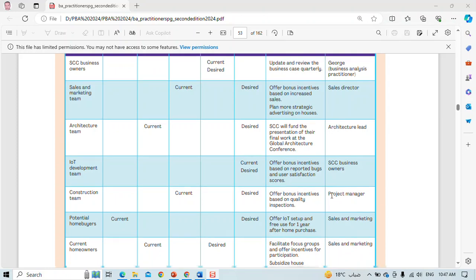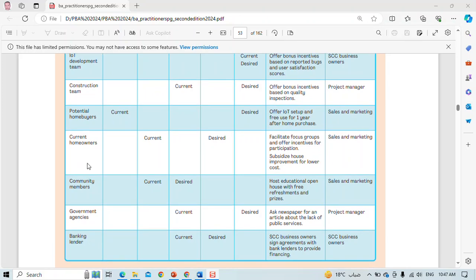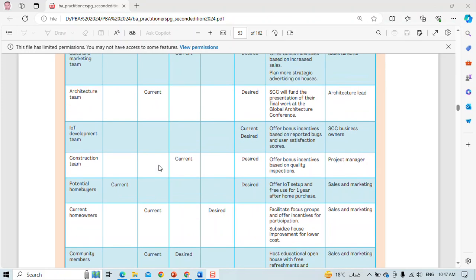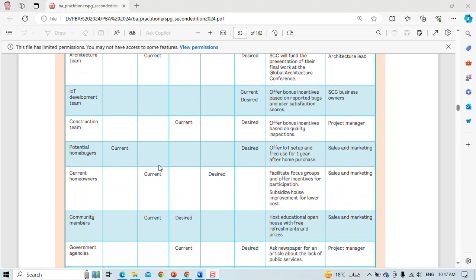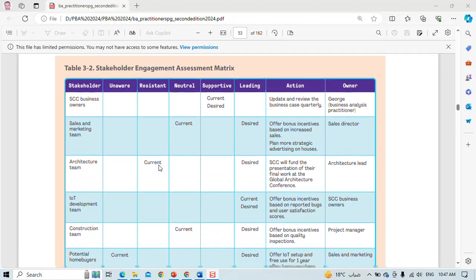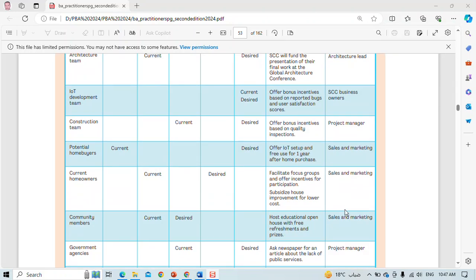Who will take this action? The sales and marketing department. Current homeowner, the current engagement level is resistant. The desired will be supportive. The action is to facilitate a focus group and offer incentives for participation, such as subsidies for house improvement at lower cost.